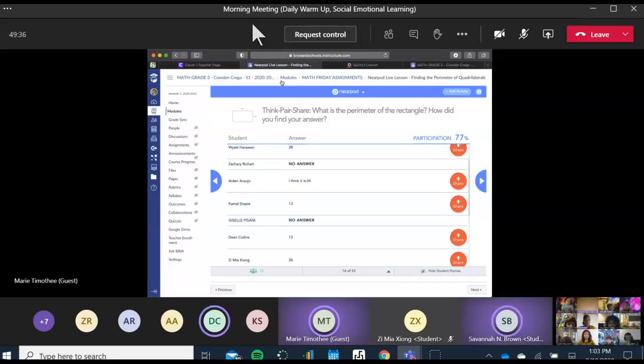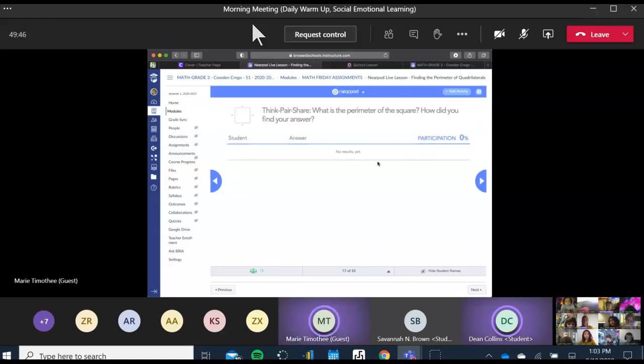So if you have 2 more sides, you add another 13. 13 plus 13 equals 26. Very good. Okay, guys, so let's go ahead and move along.